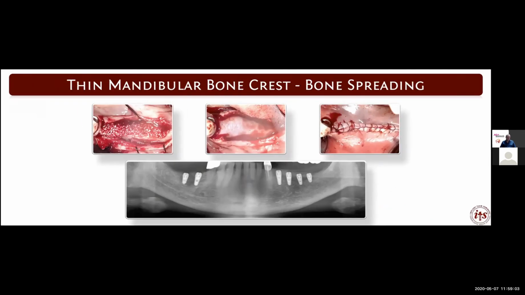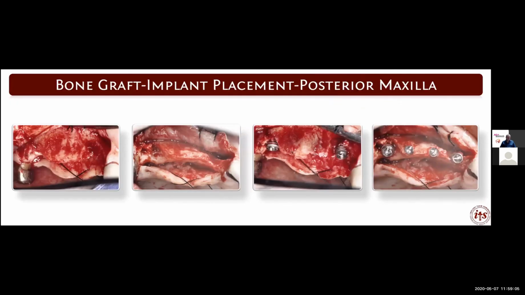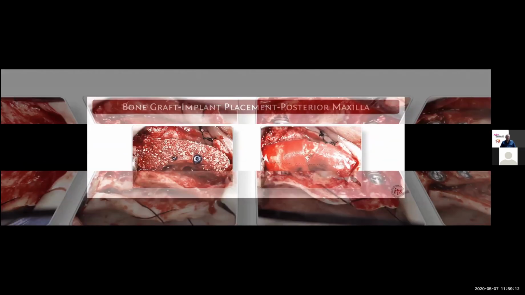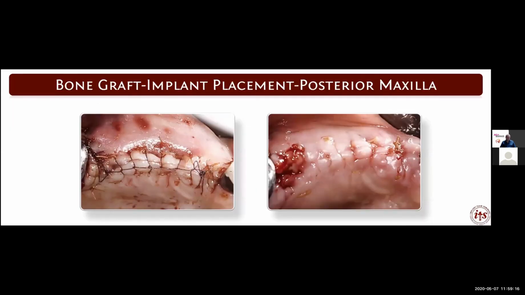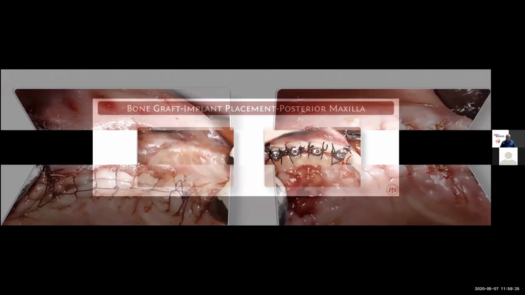Then bone graft on top. This is in the posterior maxilla. Same concept. And we can talk about the procedure for this maybe at another webinar. We have a nice bone graft, there's an implant placement, and we're going to have a successful result.